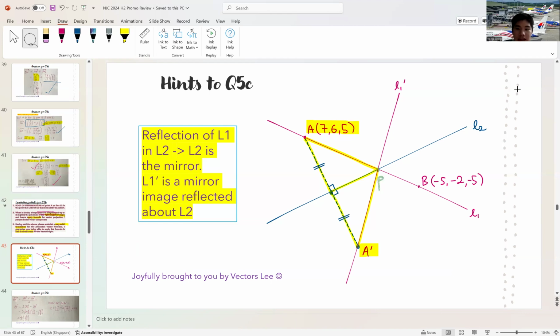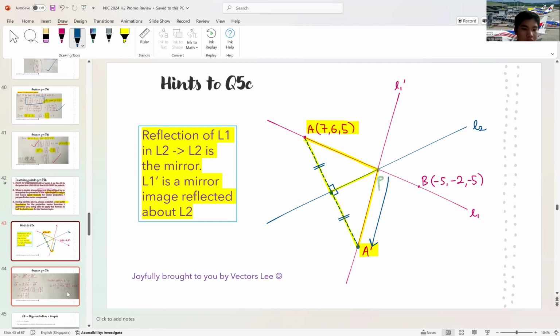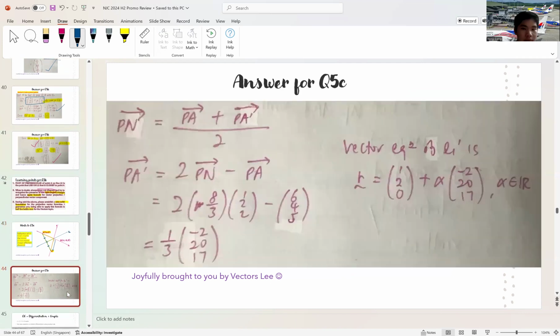And because here the question is asking for the vector equation of L1 prime, you need the direction vector of L1 prime, right? So you have no choice but to find this vector over here, PA prime. You have to find this vector. So how do I find this? Other than using the ratio theorem, right? Straightforward, hardcore content. Then after that, make sure you have no careless mistakes. I'm supposed to get this out, right?